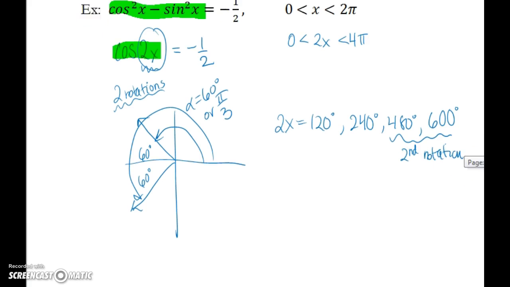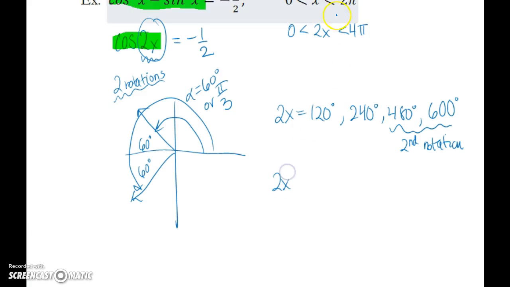Now if we were to find these angles in radians, notice that 60 degrees is equal to pi over 3. 120 is 2 60s, so 120 would be 2 pi over 3s. 240 are 4 60s, and so that would be 4 pi over 3s. 480 are 8 60s, and so that would be 8 pi over 3s. And 600 degrees are 10 60s, so that would be 10 pi over 3.